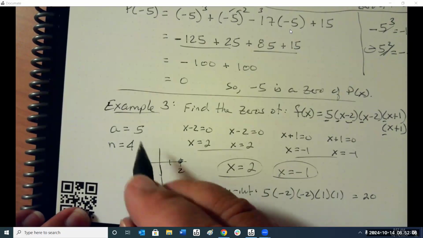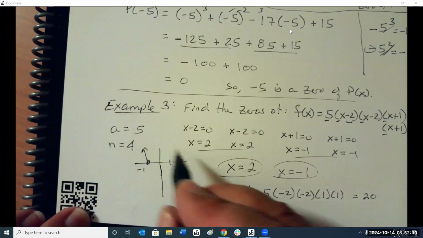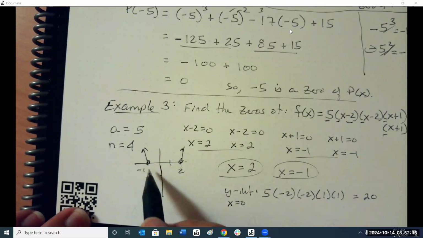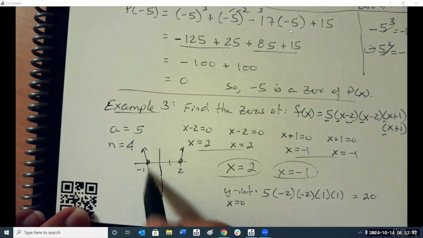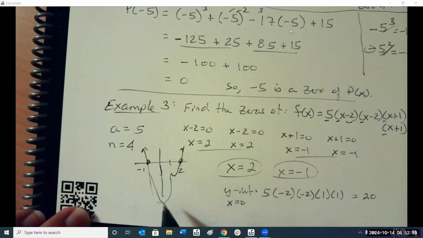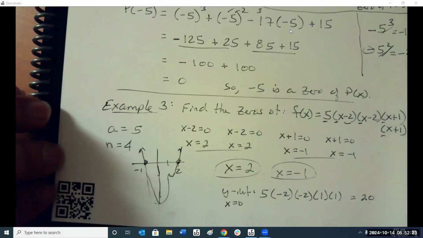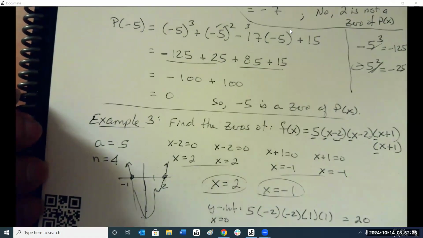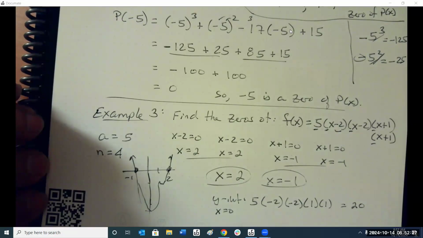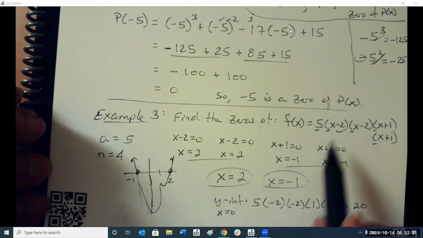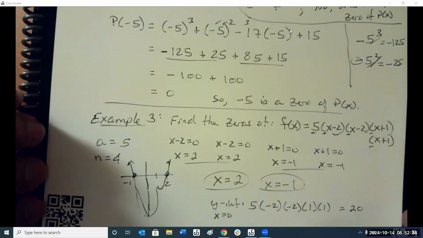Because remember, it has to be going up because it's a fourth order equation and both go up and a is positive. So it has to go all the way down here to negative 20. Now, if we look at this equation, we'll notice something. You'll notice we only have two solutions.